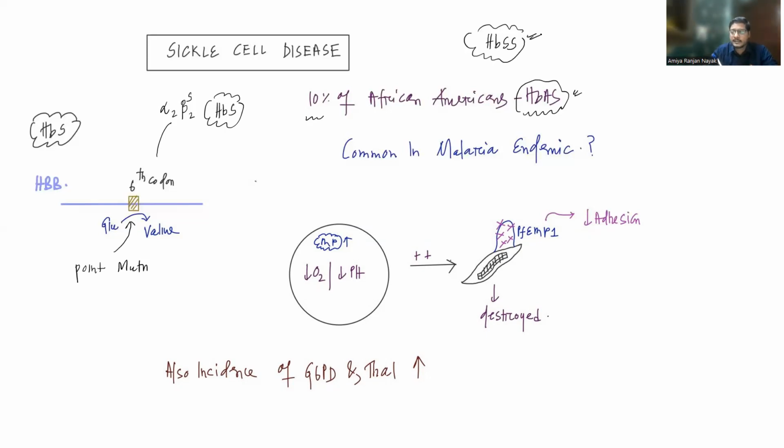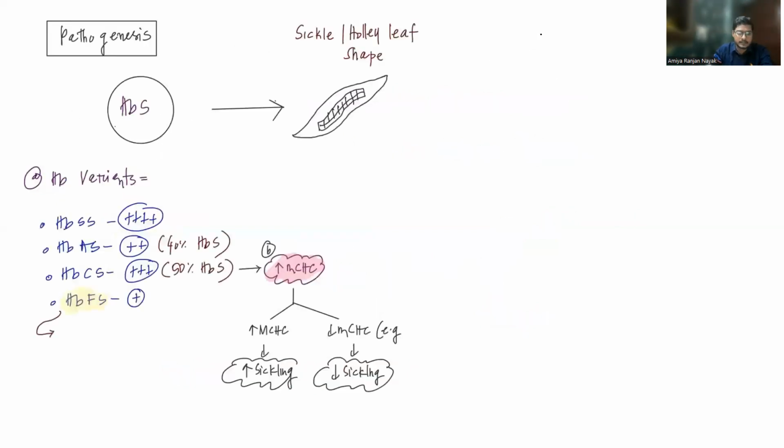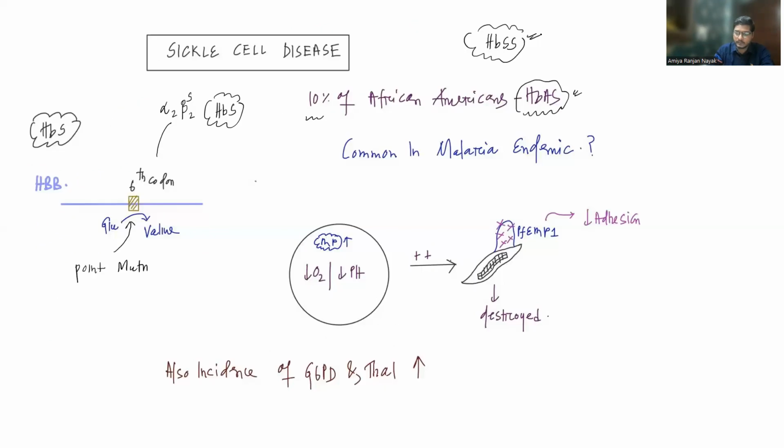So hemoglobin SS is the homozygous condition, which is more severe. And heterozygous is written as hemoglobin AS. In hemoglobin AS, the amount of hemoglobin S that is produced is somewhere around 40%, and the rest, 60%, is normal hemoglobin.